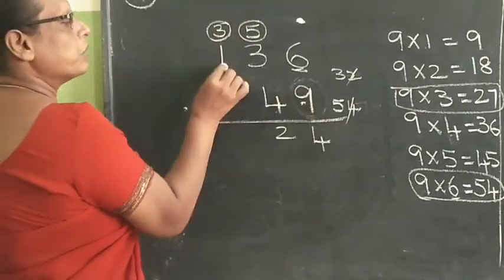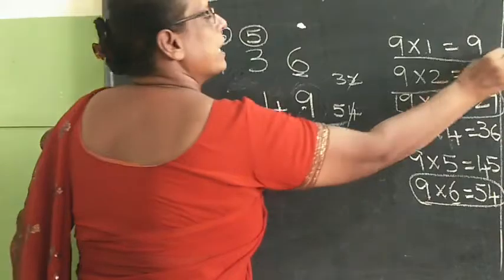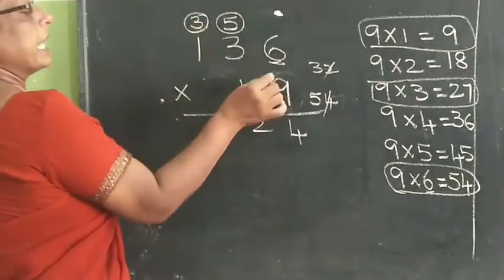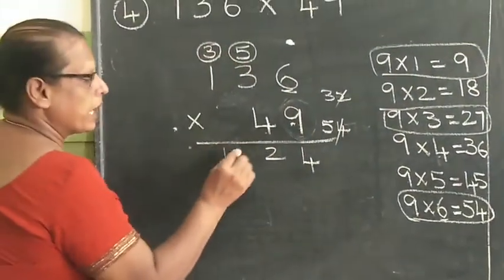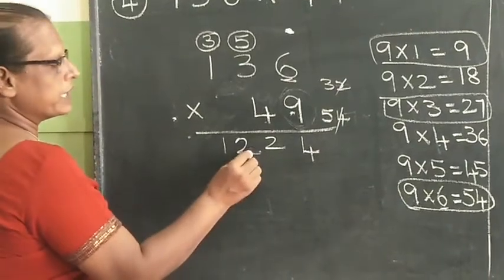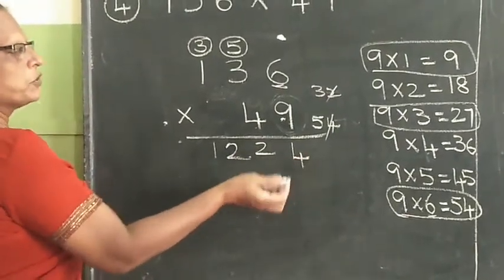Okay. Now 9 1 is 9. Easy. 9 plus 3, 10, 11, 12. So 1224. And we are coming to the next line.